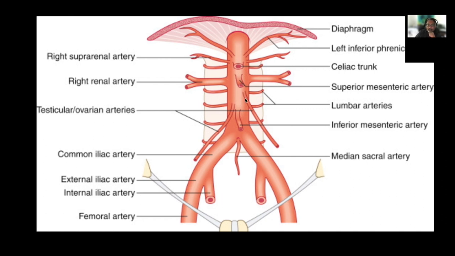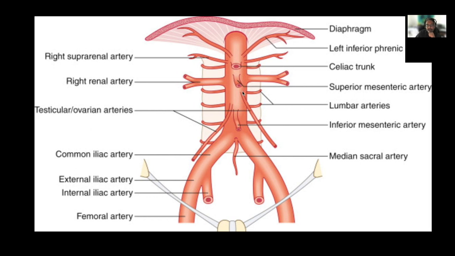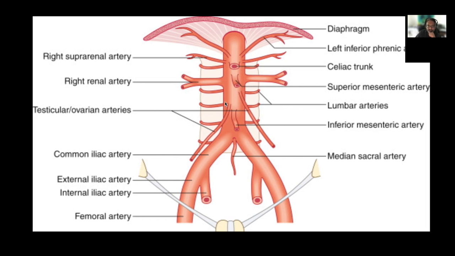After that, there are the two gonadal arteries, or the testicular arteries, or the ovarian arteries, depending on male or female, but you can call them the gonadal arteries also. So that is the left and right gonadal arteries. And then there's the inferior mesenteric artery. After the inferior mesenteric artery, it bifurcates into the common iliac arteries. Throughout its course, it gives off about five left and right lumbar arteries. Those are pretty much the branches of the abdominal aorta.